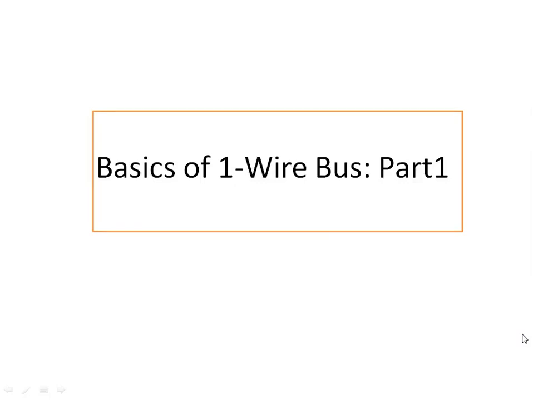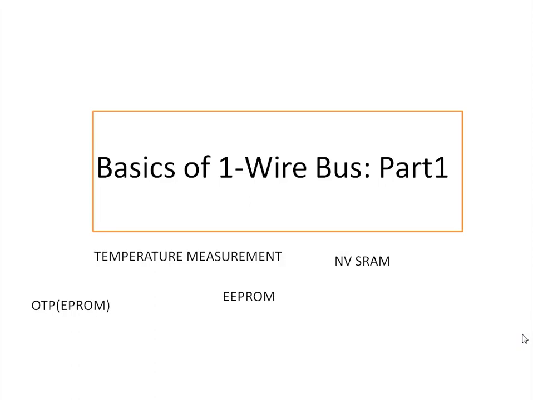In this video, I'm going to discuss the basics of one-wire bus. This one-wire bus is commonly used in integrated circuits that are used for temperature measurement, non-volatile SRAM memory IC, one-time programmable memory IC, E2PROM IC, and real-time clock IC. And many other ICs also have this one-wire bus built into their functionality. And these ICs will share the data to the microprocessor or microcontroller over the one-wire bus.